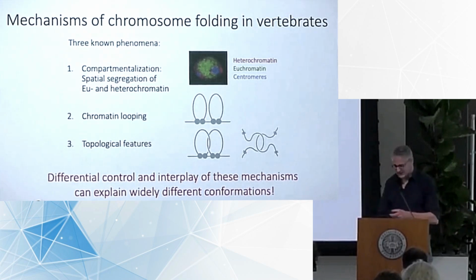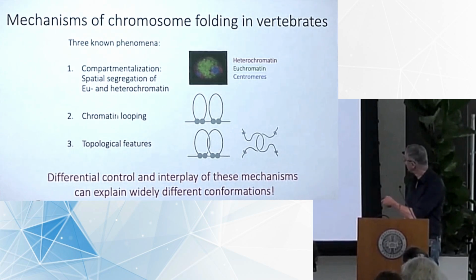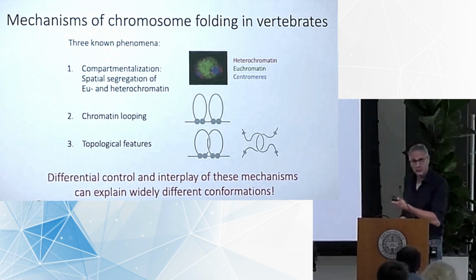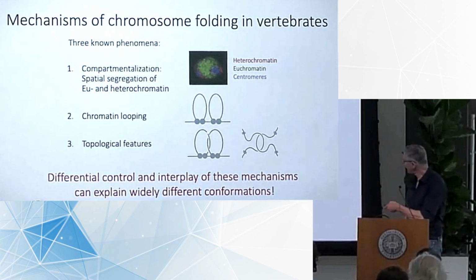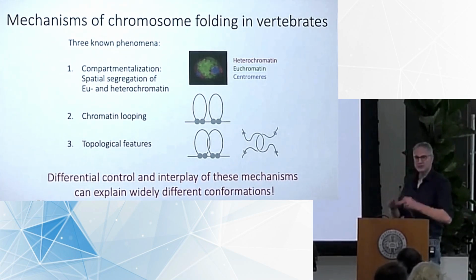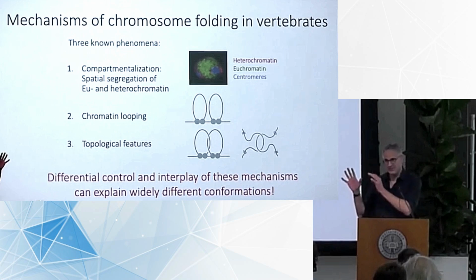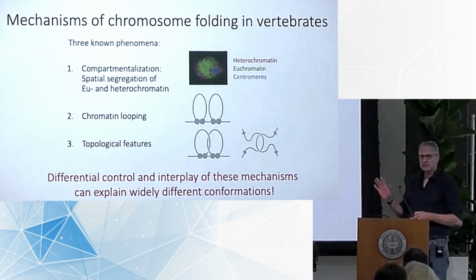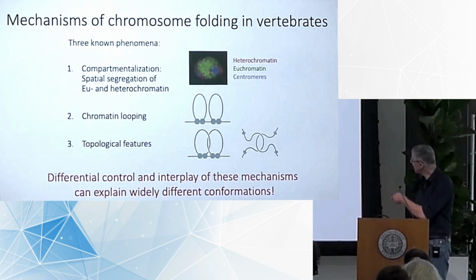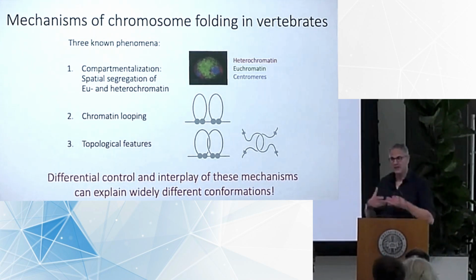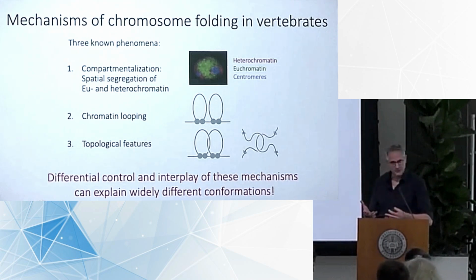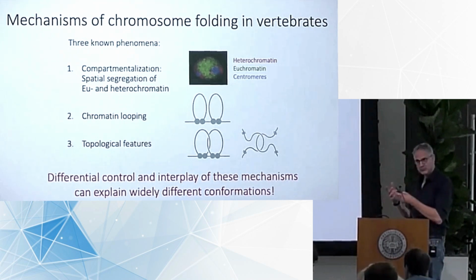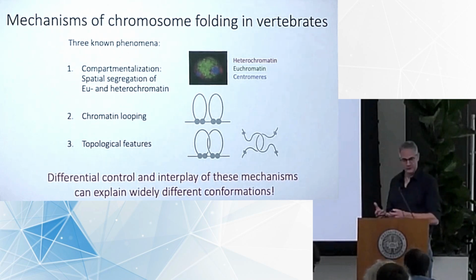Today I will talk not necessarily about any of these three phenomena, although I introduced the first two in more detail about what we know about them. I will really focus on a new idea that is emerging, that in order to fold chromosomes in different ways, either during different stages of the cell cycle or in different organisms, you really do not need any additional mechanisms. You can run these same phenomena, these same principles, in different ways by regulating them in different ways. And that gives rise to chromosome folding states that can look dramatically different.